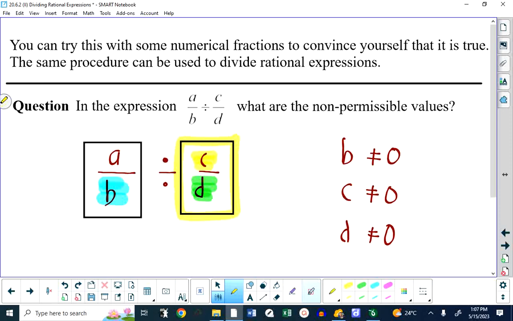b and d are not allowed to be 0 because they're denominators, which means you're dividing each of those little fractions by something that results in division by 0. But c is not allowed to be 0 because it makes that whole fraction 0, and you can't divide by 0, and you're dividing by the whole fraction. So what the rule is going to be, and sometimes rules are good, non-permissible values happen when the denominator of any expression is 0 or the numerator of any expression you're dividing by is 0.